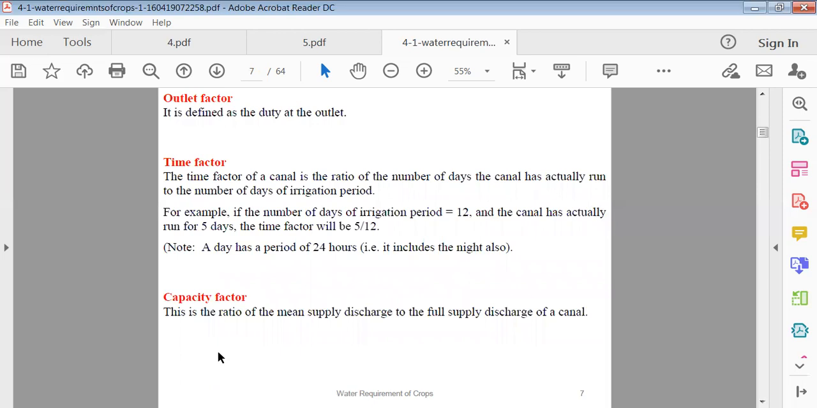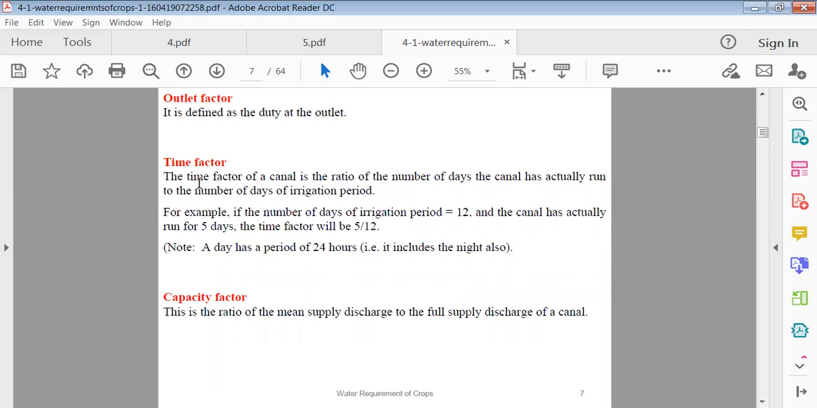Okay, next, outlet factor. It is defined as the duty at the outlet. It means how much water is required. Duty is nothing but the total amount of water required for an irrigated land.